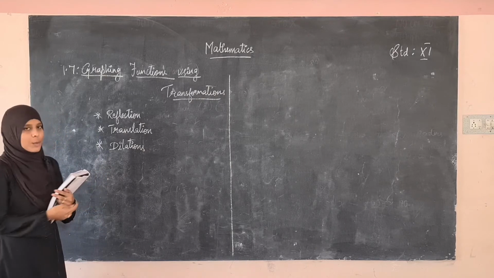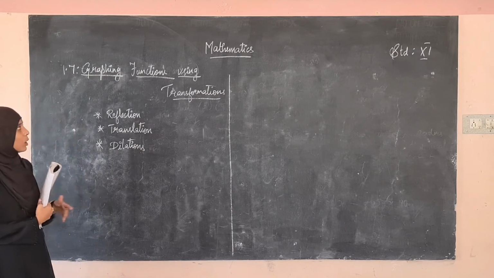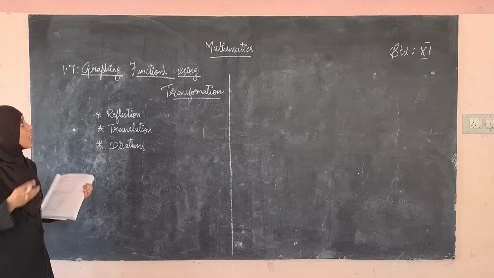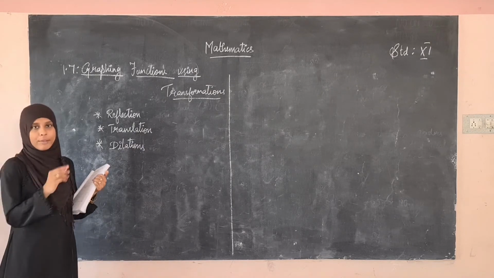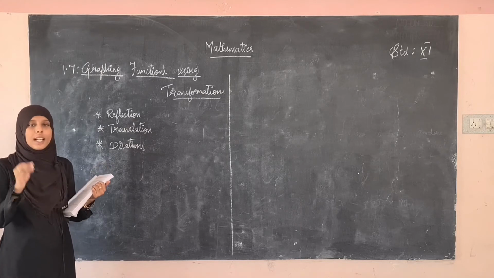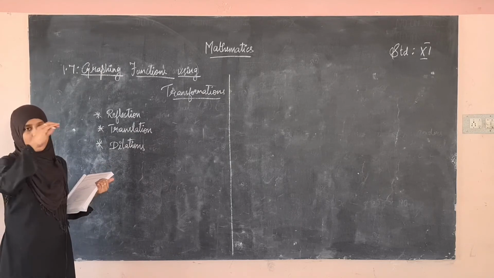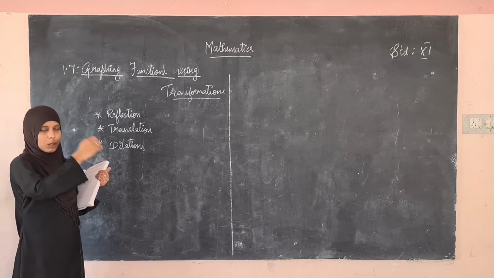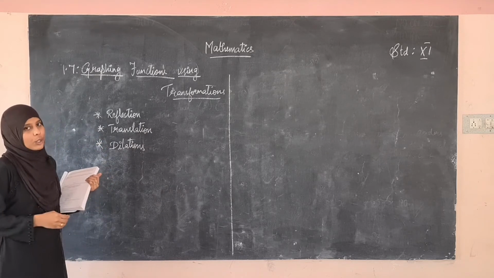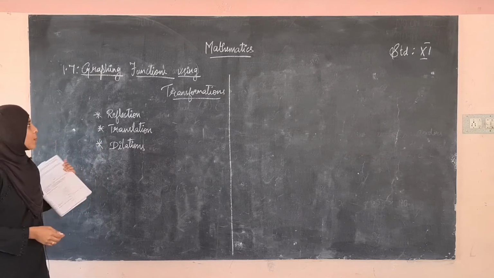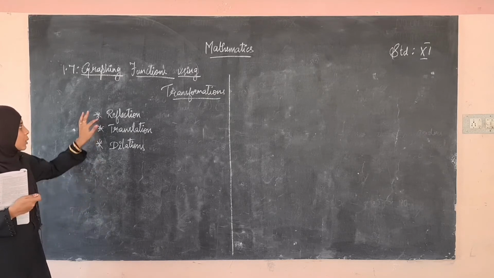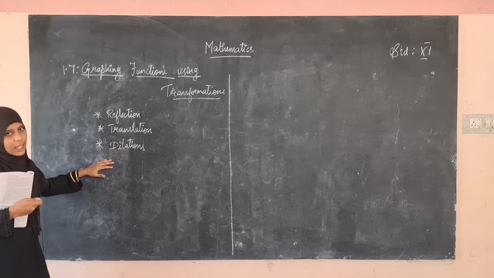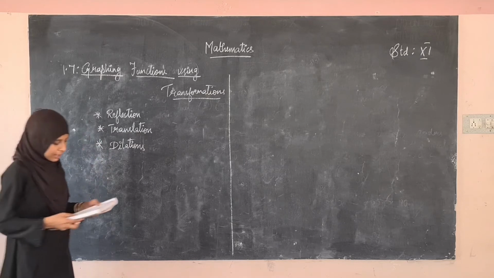So in today's class we are going to enter into the new subdivision 1.7, that is graphing functions using transformation. We are going to graph the function using the transformation, how the function is transformed from one to another. Using that we are going to graph the function. The three types of graphing functions using transformation are reflection, translation and dilations.